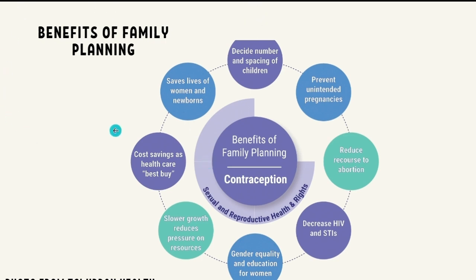And then it saves the lives of women and newborns. For example, let's say you have a situation, maybe rape or something, and a 12-year-old gets pregnant. Even though technically they can get pregnant, their body is not fully developed to bear a child. So that 12-year-old could die with the baby. The baby could die too, because her body is not strong enough to push out a child. So those are the benefits of family planning.